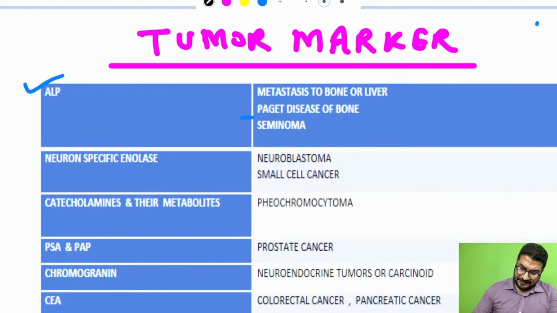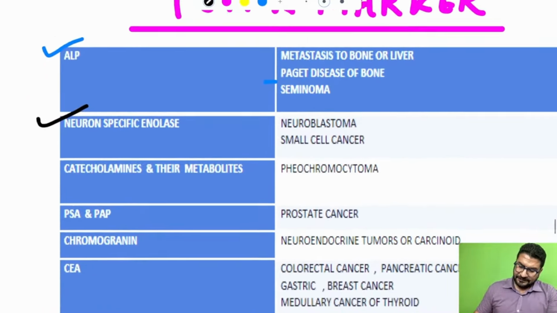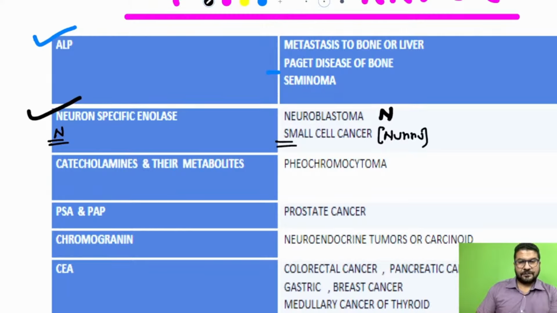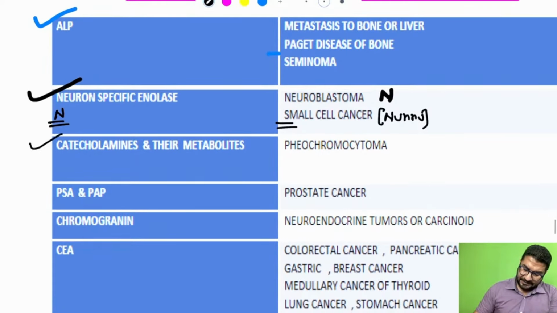Then you can see NSE, neuron specific enolase. It is for neuroblastoma. So N for N, ये तो याद हो जाएगा. N for N. Small cell, small को नूनू भी बोलते हैं, तो ये भी याद हो जाएगा. Small cell lung cancer और नूनू cell lung cancer. Catecholamines, epinephrine, norepinephrine, these are increased where in pheochromocytoma.